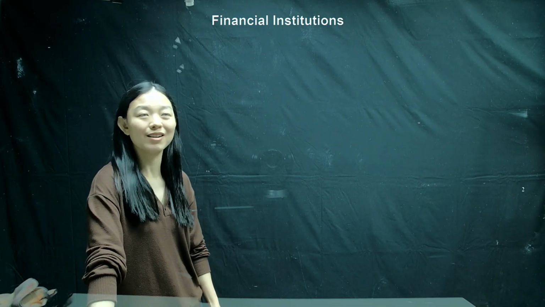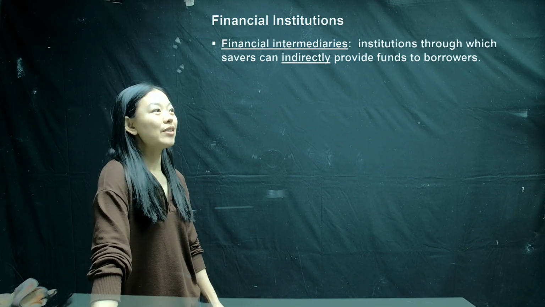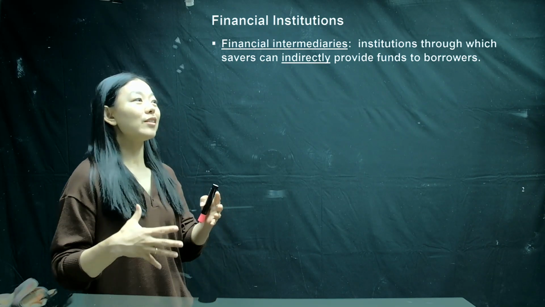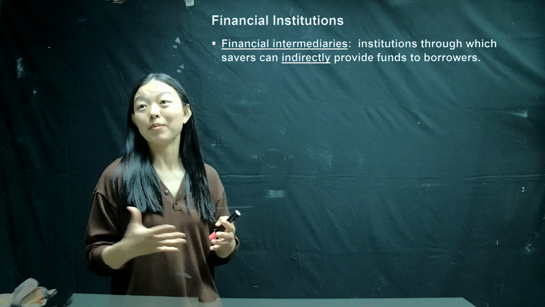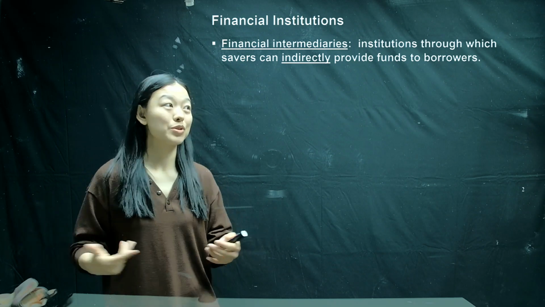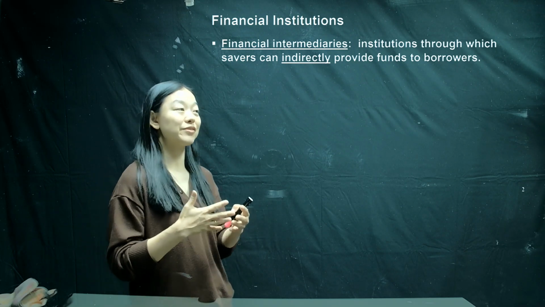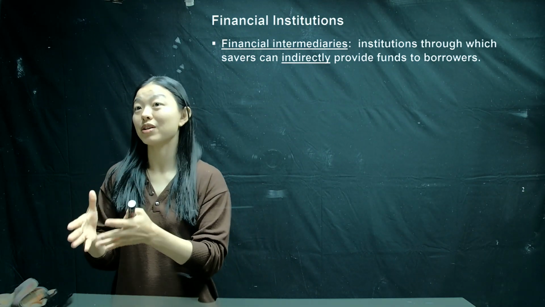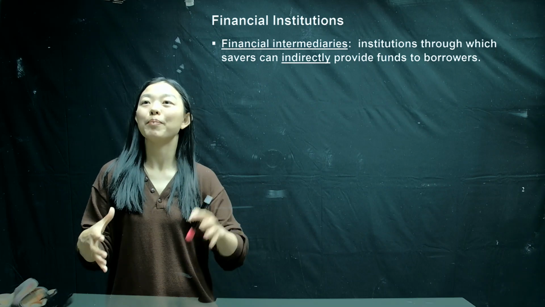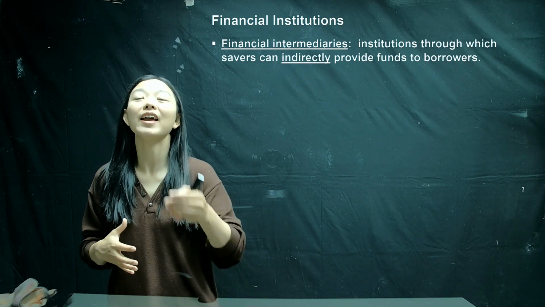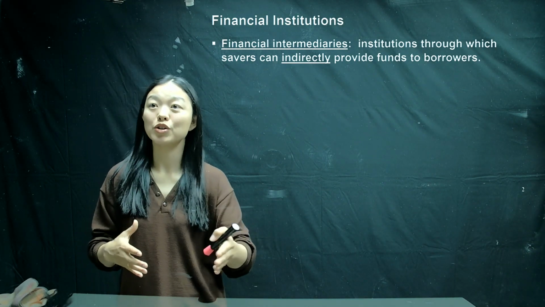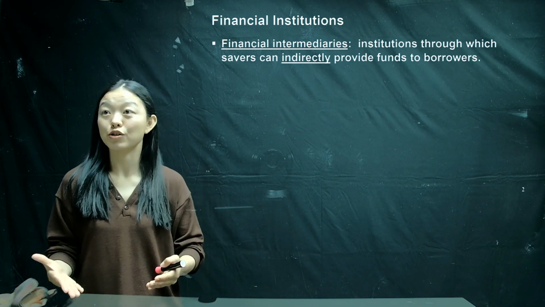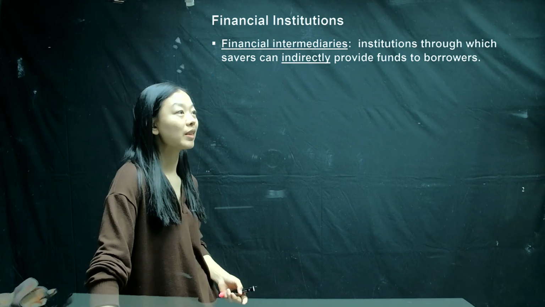So do you know the definition of financial institutions? Financial institutions are actually financial intermediaries. So those institutions, as a saver, like households, can indirectly provide funds to borrowers. So for example, if you have extra money, you can put it in your saving account, right? And then the bank will help you to indirectly lend the money to the people who need it. So banks, or we say commercial banks, we can treat as financial intermediaries or financial institutions.